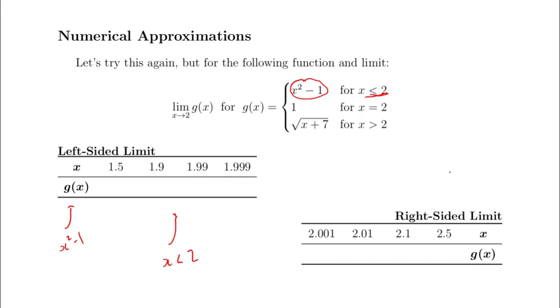Similarly, over here, our right-sided limit, all of these x values are slightly bigger than 2. So we're looking at this piece of our piecewise function. So our function itself is now actually this square root of x plus 7. So pause the video, grab your calculator or whatever else you need, throw these values into these functions, and see if you can figure out what's going on with this.